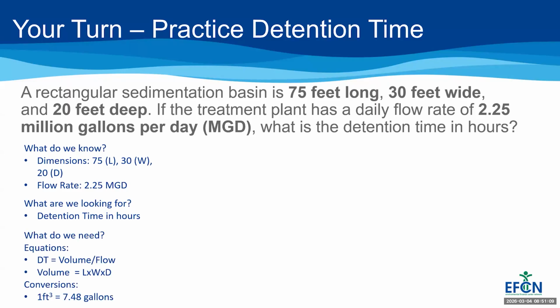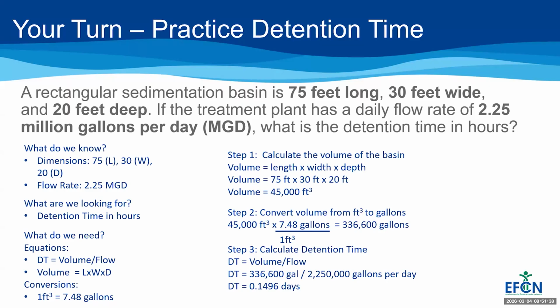So what are we going to need to get there? Well, we know we're going to need a detention time equation. So detention time is volume over flow. And we know that we don't have volume, but we do have flow. So we need a volume equation. Volume is length times width times depth. And we know we've got feet and we know we've got gallons. So we're going to have a conversion factor of cubic feet to gallons. So we've got all of the things that we need now to figure out the answer.